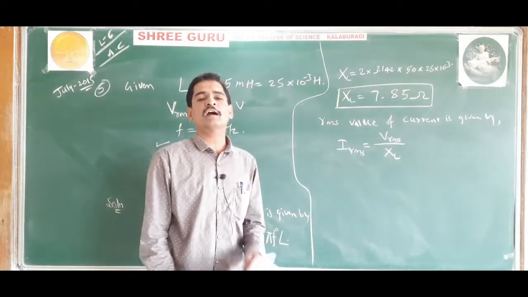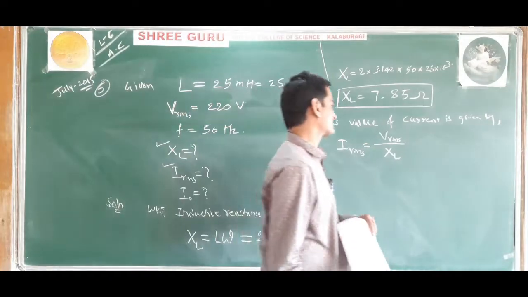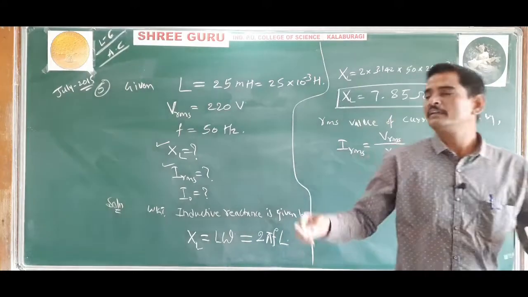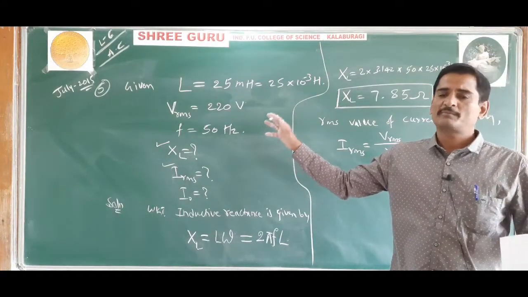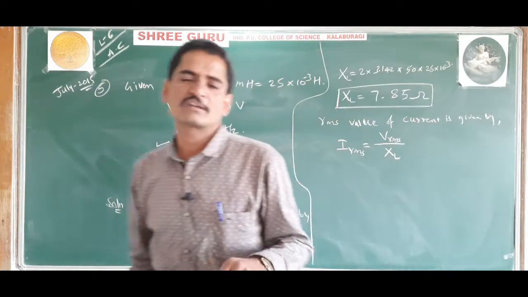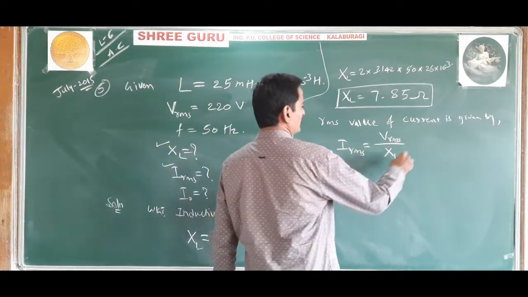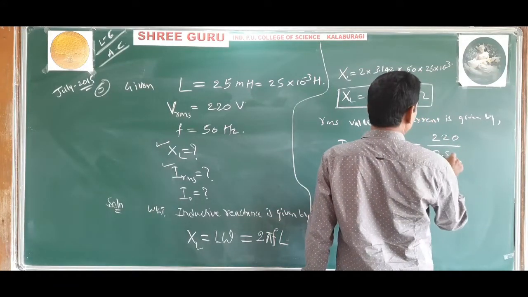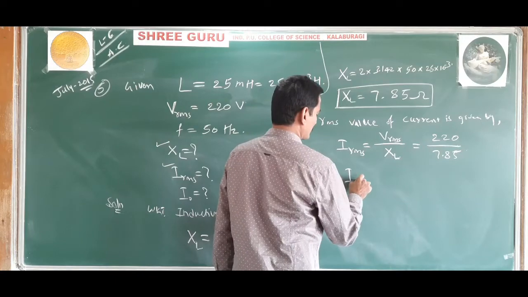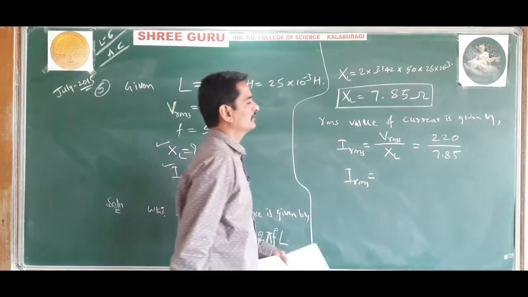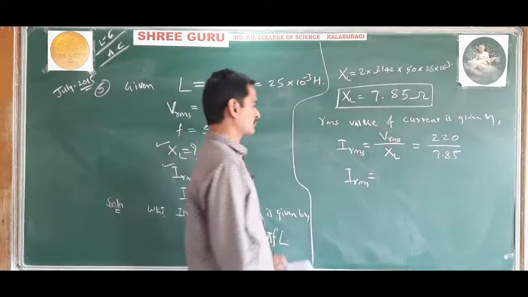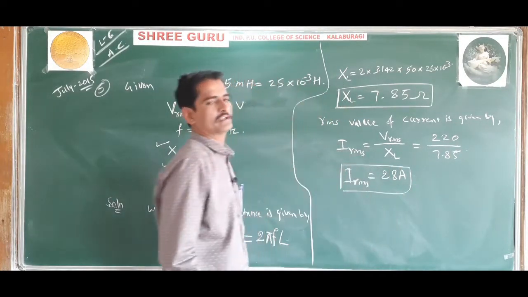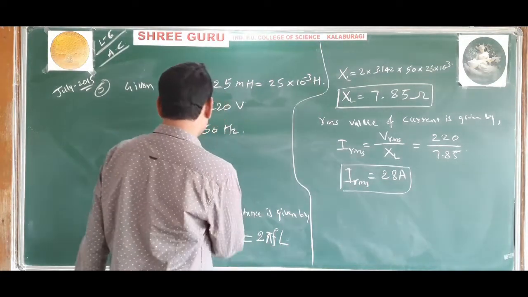That is nothing but I is equal to V by R, where R is resistance, V is voltage, I is current. Instead of resistance, here we have to put reactance because it is a pure inductive circuit. There is no resistor and no capacitor. VRMS is given, that is 220, so 220 divided by 7.85 gives the value of IRMS. The answer will come to be 28 ampere. Check the calculation with a calculator once.